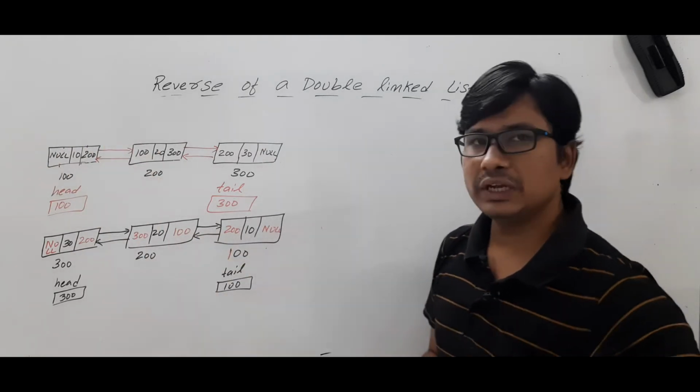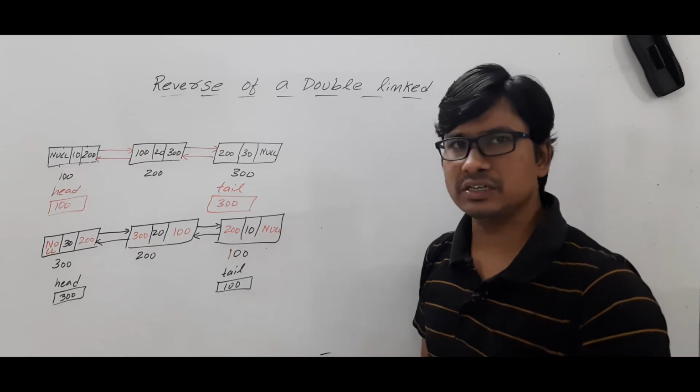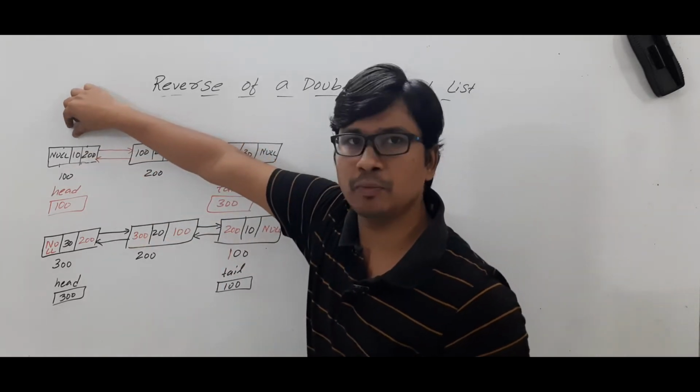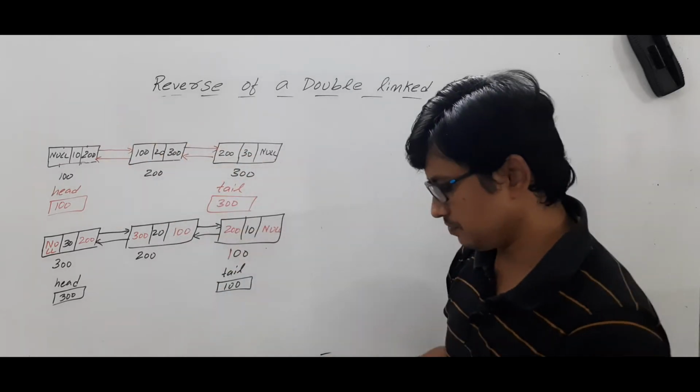Now what can we do? Can we do this reverse using a single pointer? Suppose let's take that I am keeping a pointer which is pointing to this node. Am I right?